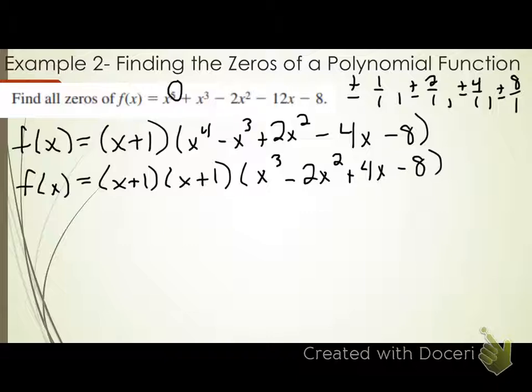Now let's check our new polynomial, see if we can factor it. This looks like I might be able to factor it by grouping, so let's try that. Let's group our first two terms together and our last two terms together. I'm going to go ahead and write x plus 1 times x plus 1 as x plus 1 squared.